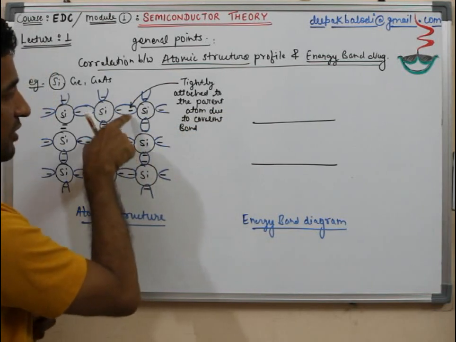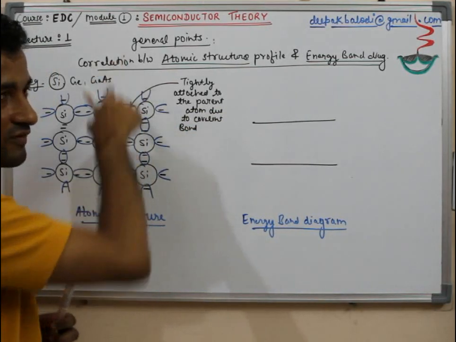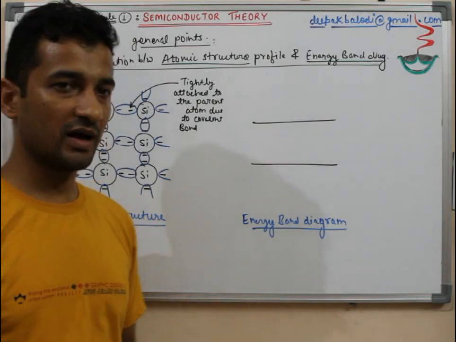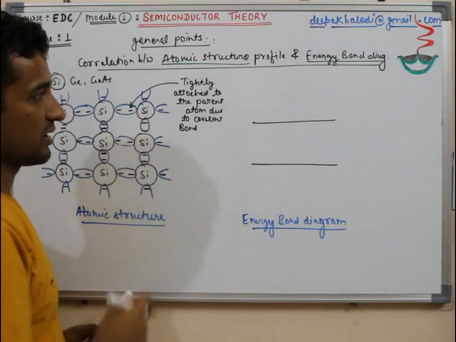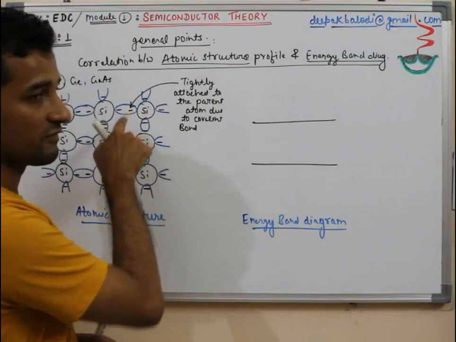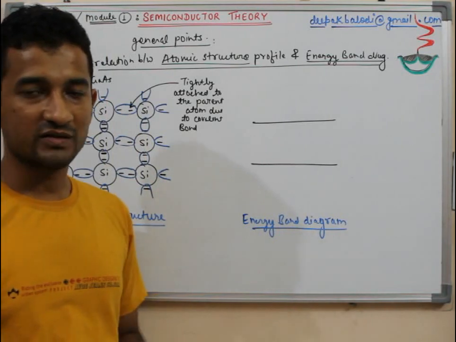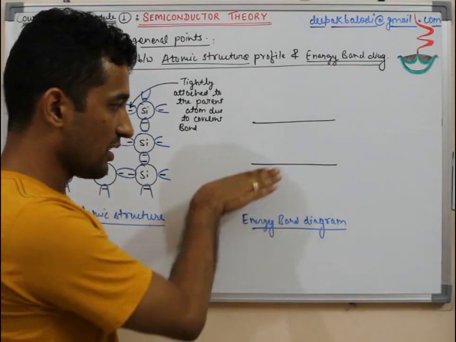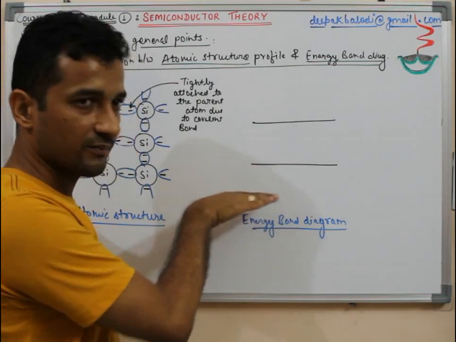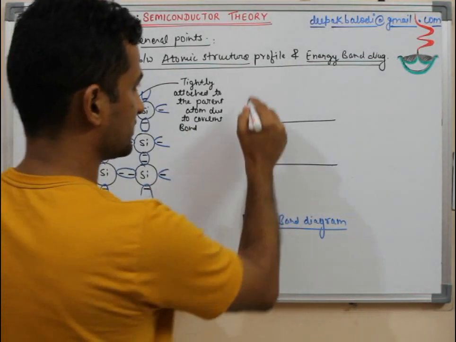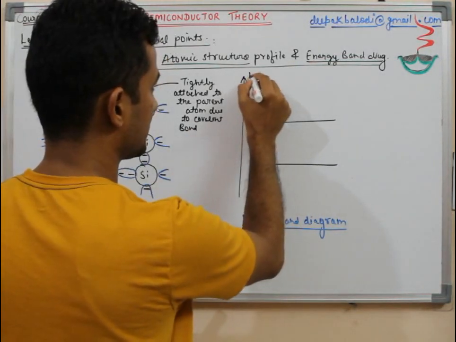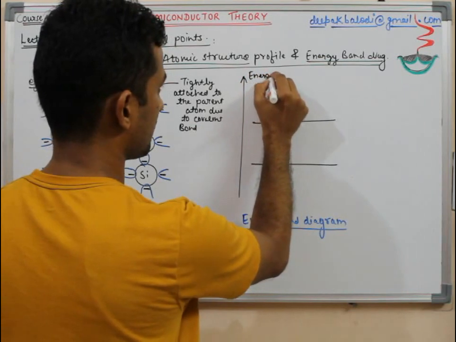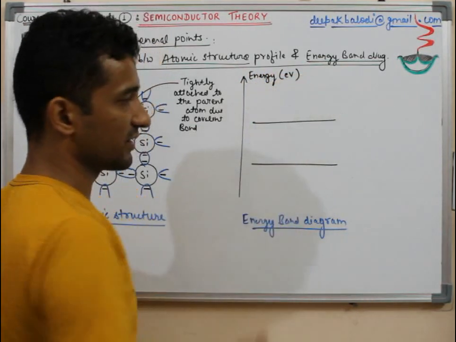Due to this covalent bond, this cannot be moved anywhere. So this is very well attached to its parent atom. This is called a valence electron, and its corresponding energy is shown at this level. This energy band diagram's vertical direction is basically energy, in electron volts, which we have already discussed.